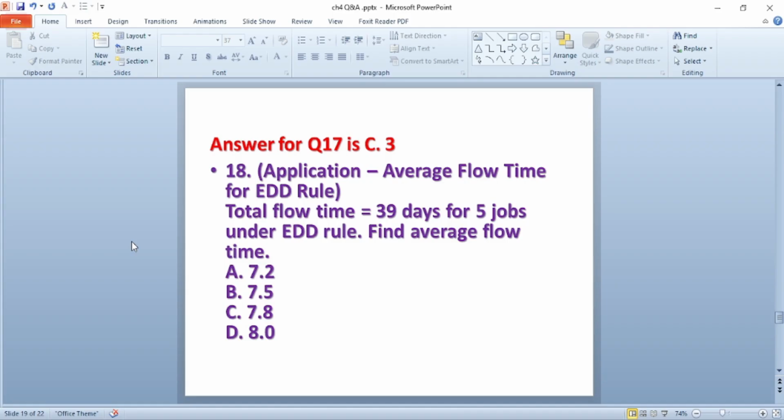Question number 18. The total flow time is 39 days for 5 jobs under the EDD rule, i.e. earliest due date rule. Find the average flow time. The average flow time under this rule is equal to 7.8, dividing 39 by 5.